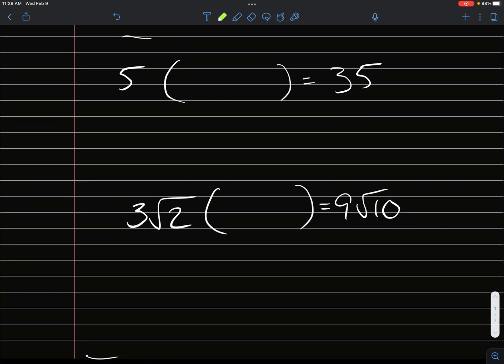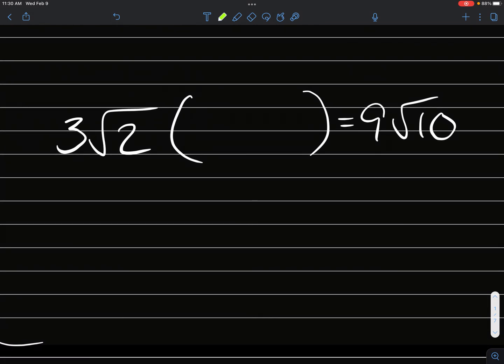Okay, so 5 times what gives me 35? We should mentally know that 5 times 7 is 35. Now say you didn't know what it was. You could even do this. Your end result divided by 5. So 35 divided by 5 gives us 7 because it's just the inverse. We're reversing that. So we can use division to help us.